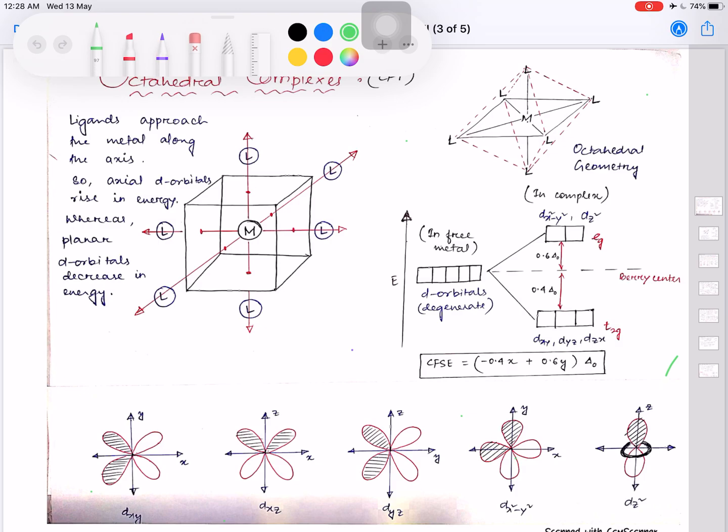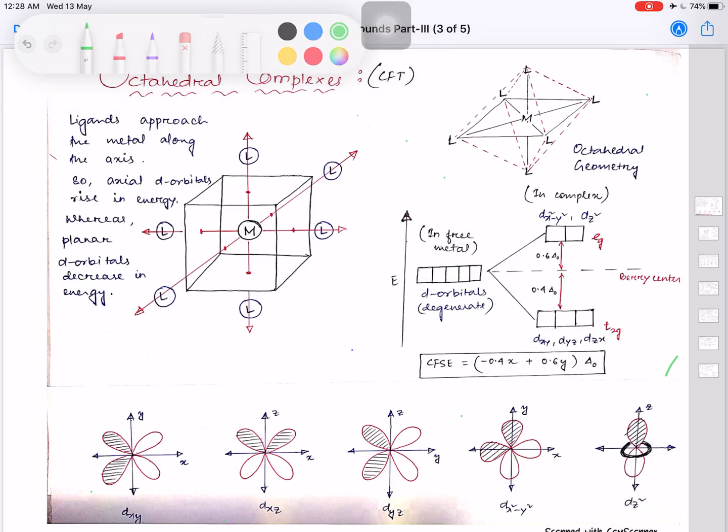In our last two videos we have discussed IUPAC nomenclature of coordination compounds, and we have also discussed isomerism in coordination compounds. So here we'll first be discussing crystal field theory.